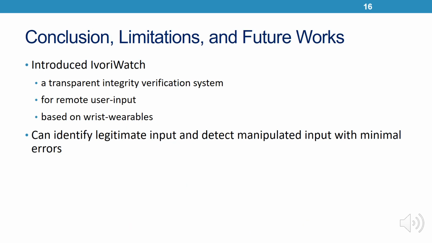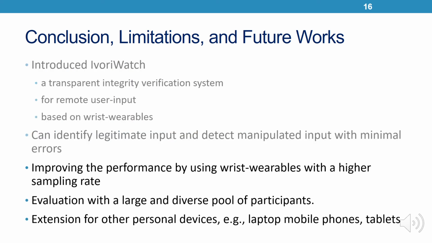Concluding this presentation, in this work we introduced the IvoriWatch system, a transparent integrative verification system for the web based on wrist-wearable devices. Our results show that IvoriWatch can identify legitimate input and detect manipulated input with minimal errors. The performance of the scheme can further be improved by leveraging wrist wearables with a higher sampling rate of motion sensor data, for example 500 Hz or more instead of the 200 Hz used in our current implementation.